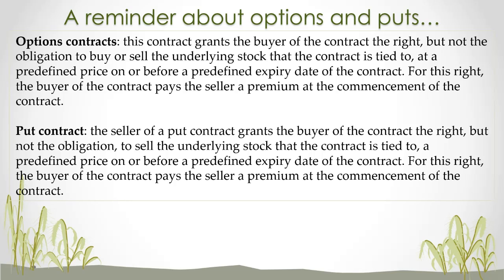For this right, the buyer of the contract will pay the seller what is called a premium at the commencement of the contract. And there are two types of contracts. We're only going to look at the put contract in this video. The put contract allows the buyer the right, but not the obligation, to sell the underlying stock that the contract is tied to at a predefined price on or before the expiry date of the contract. For this right, the buyer pays the seller a premium.